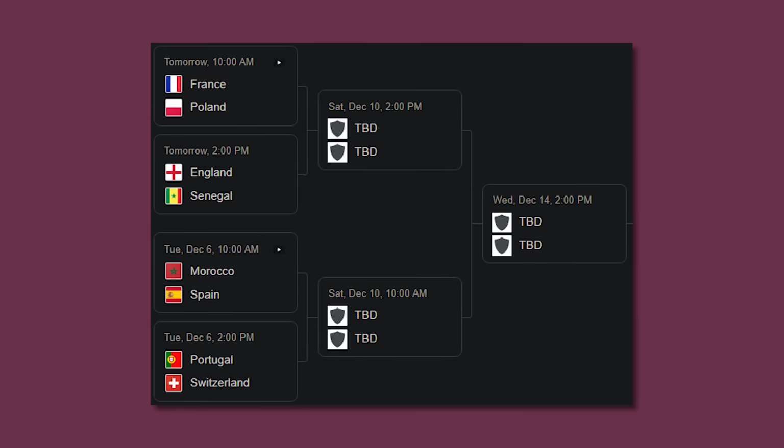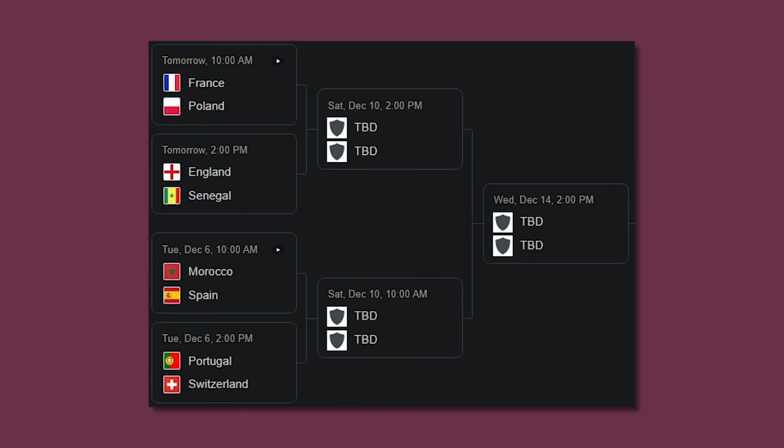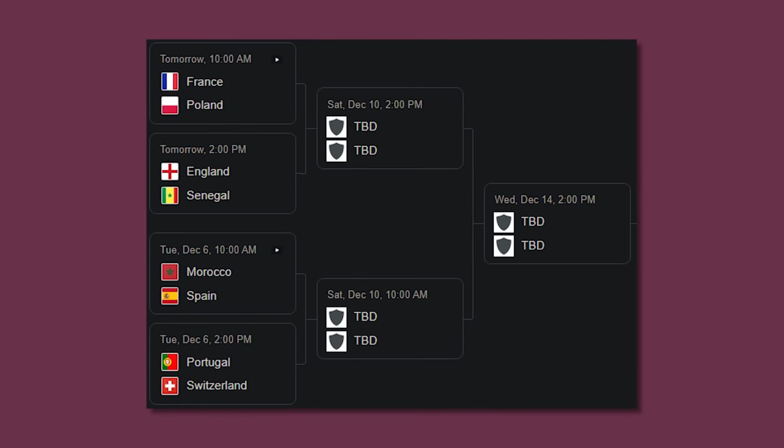Group D winners, France, will play Group C runners-up, Poland. Group B winners, England, will play Group A runners-up, Senegal. Group F winners, Morocco, will play Group E runners-up, Spain. And finally, Group H winners, Portugal, will play Group G runners-up, Switzerland.